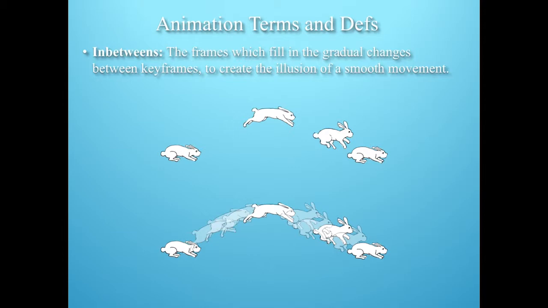In-betweens are the frames which fill in the gradual changes between keyframes that create the illusion of a smooth movement. Now in computer animation, we have automatic keyframing, which is actually done by the computer, so you don't have to think about it. So at the top, you see the bunny, the different set positions, the poses, and down below you see the in-betweens that are put in between the poses, so you can make the smooth movement.